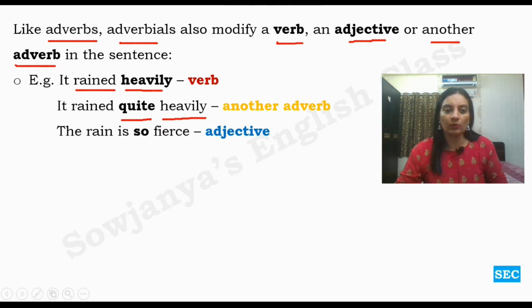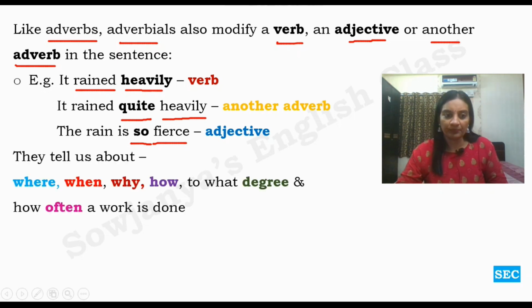The rain is so fierce. So what happened here? Rain. How is the rain? Fierce. It is an adjective. It is being modified by an adverb, so. See, it is difficult for us to identify whether it is an adverb or an adverbial, because by definition both can do this job. Both can do the job of modifying a verb, an adjective, or another adverb in the sentence. They tell us about where, when, why, how, to what degree, and how often a work is done.